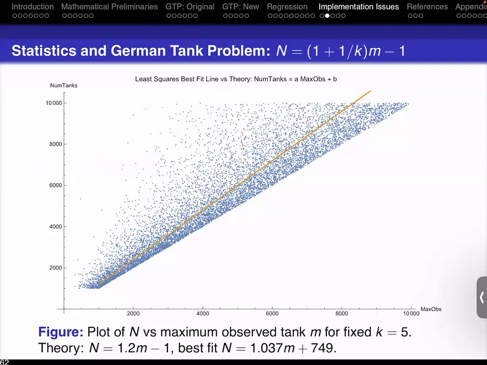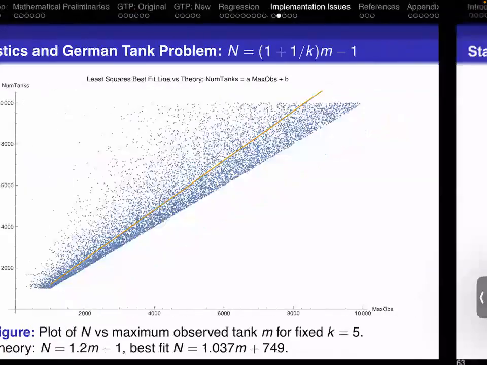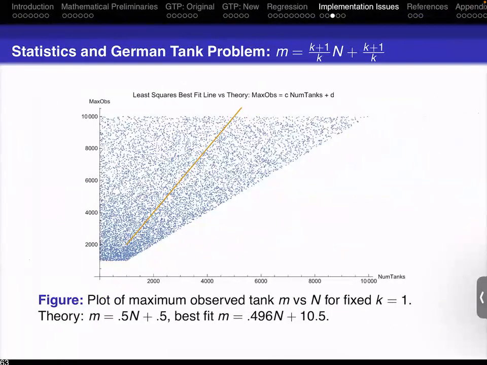We switched things. And so what we really should do is rewrite things as m as a function of n. If we rewrite things as m as a function of n, we now get a much better formula. We get m is k plus 1 over k n. I think that's a typo. I think it should be k over k plus 1. So I wrote it the wrong way. It should be k over k plus 1 n. So when k equals 1, the theory is m should be 1/2 n plus 0.5.